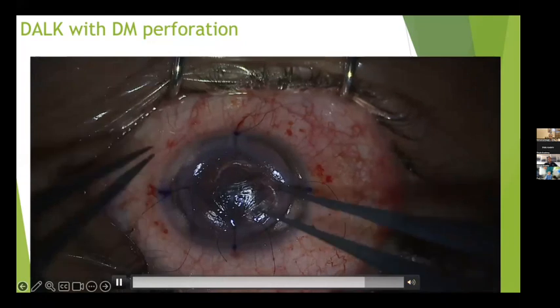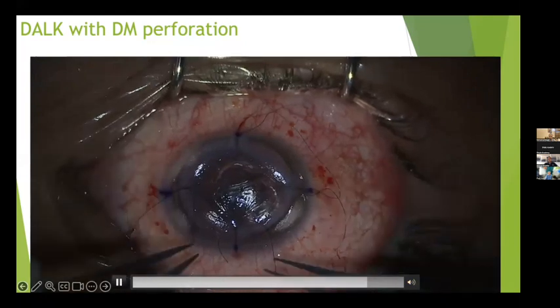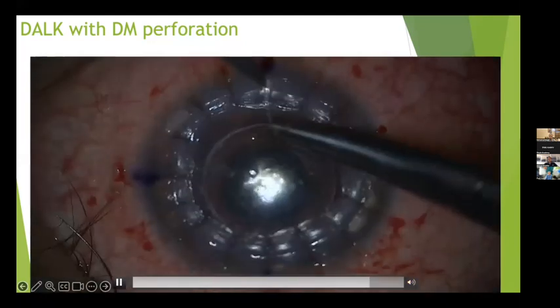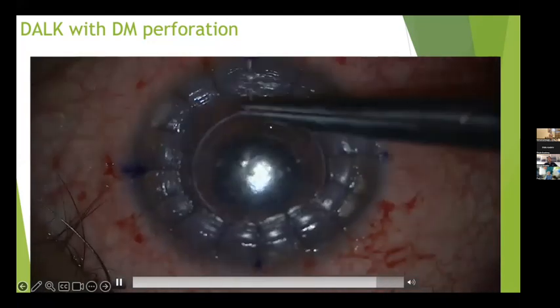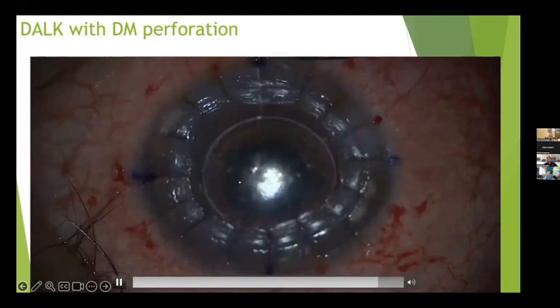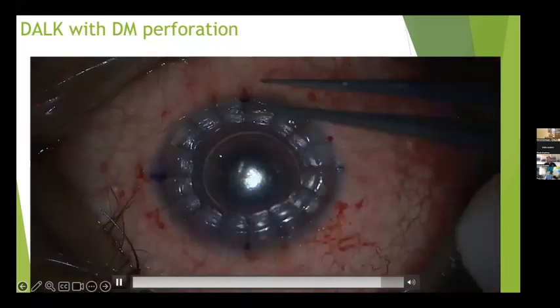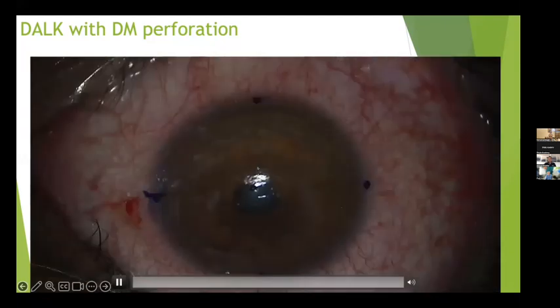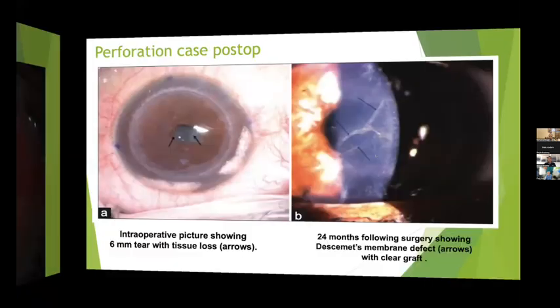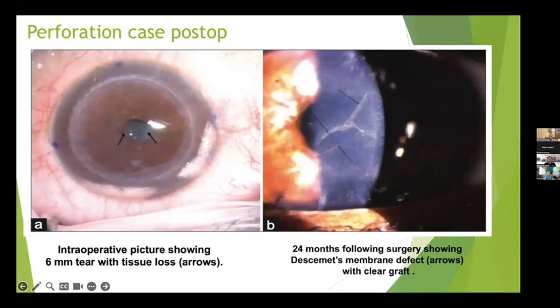So you may need to leave a decent sized bubble and, in the end, ask your patient to lay flat. You may also need to come back a week later to do another shot of air injection if there is Descemet detachment behind the graft. This is an example of a case that had a perforation, and you can see here 24 months following the surgery just a defect in the Descemet, but it is not significantly causing corneal edema, decompensation, or failure of the graft.